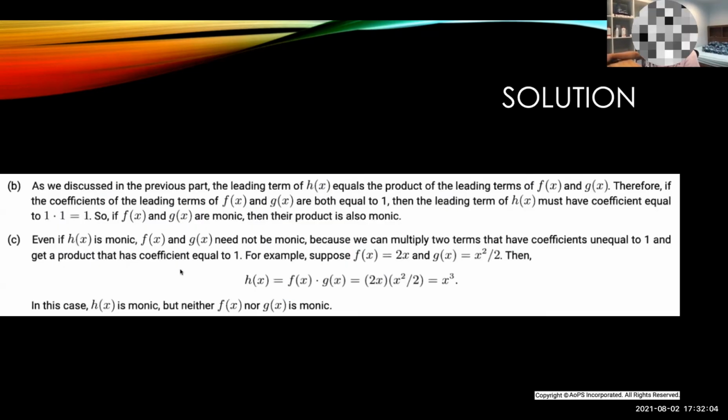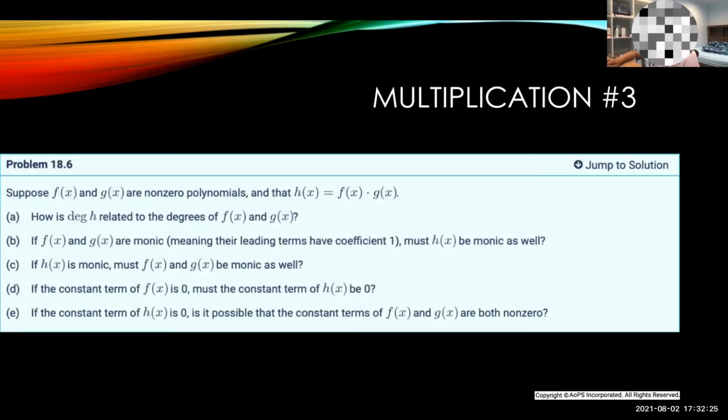C explains that 2x squared and 1/2 x squared can multiply together, and you would get a term that is monic. So f of x and g of x do not have to be monic, so that's a no.